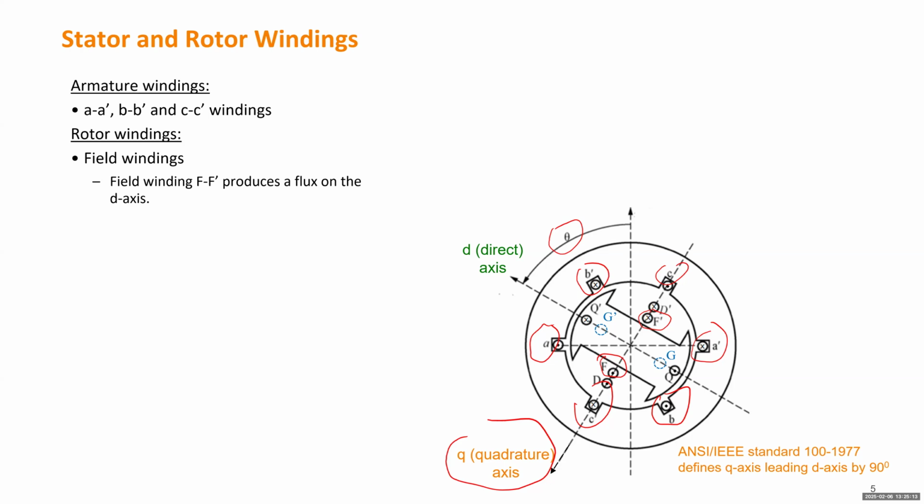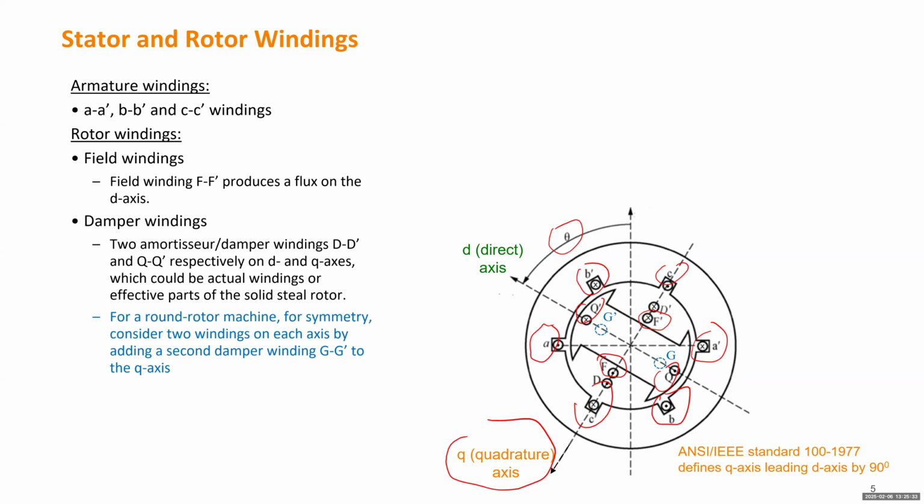So we also need to model the damper winding. If this is the cylindrical rotor generator, it has two poles, right? Within each pole, we need to have a damper winding. So we'll have a Q and Q prime in the damper winding. And we may also add another damper winding in the D axis, which is D and D prime.